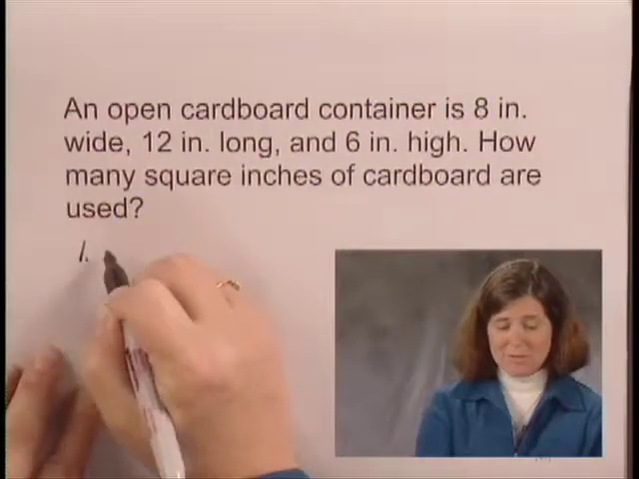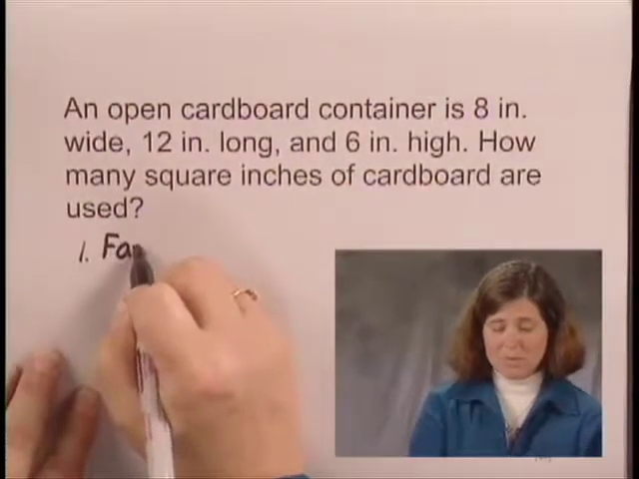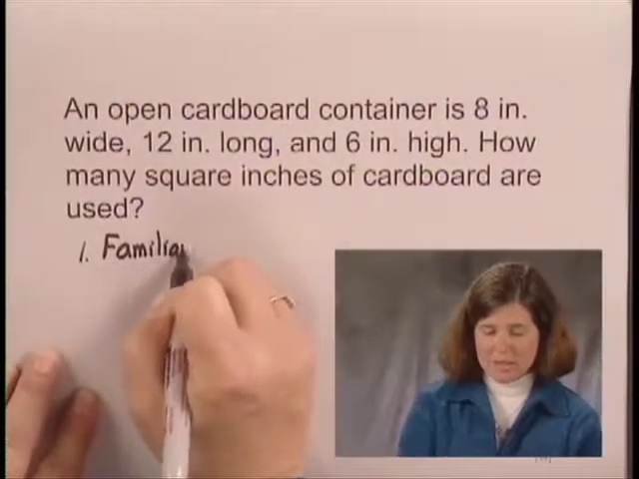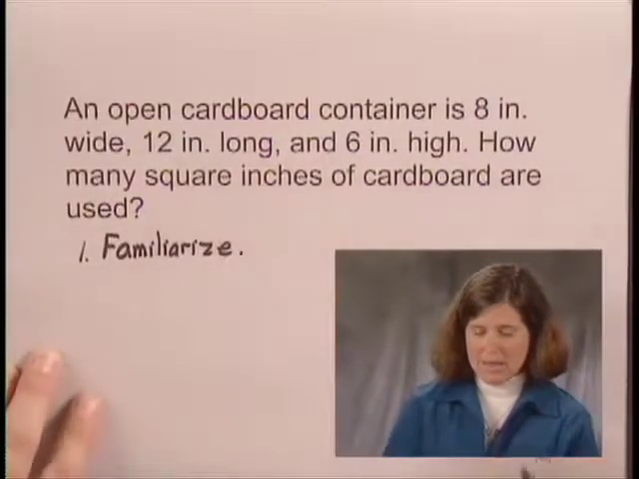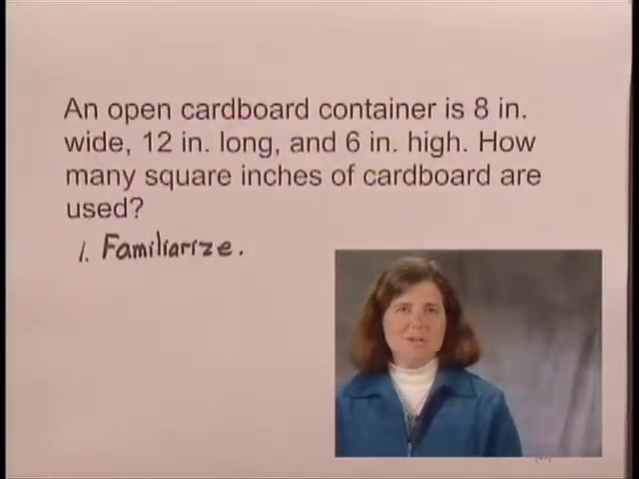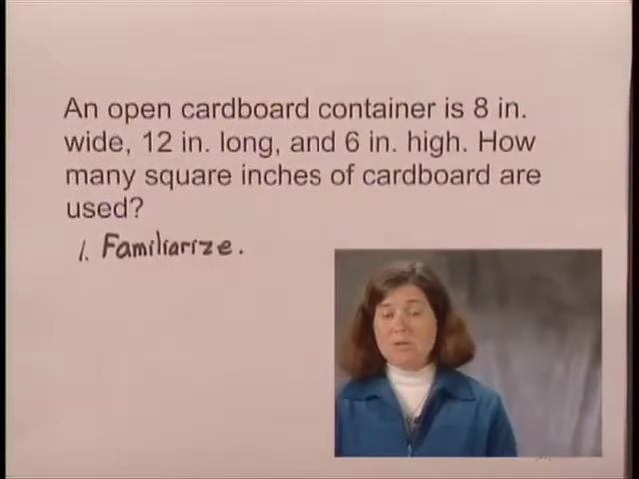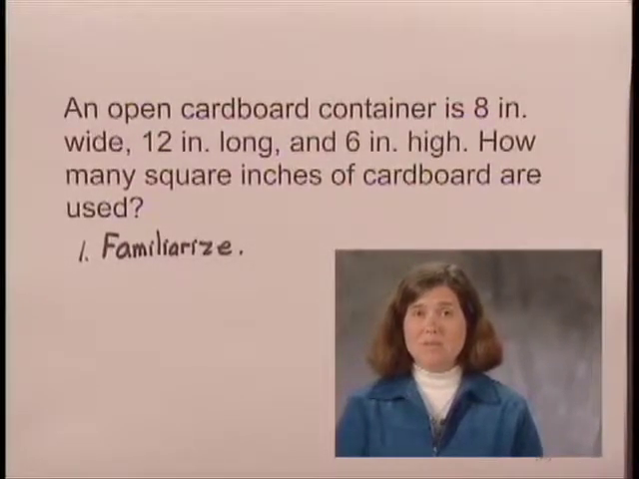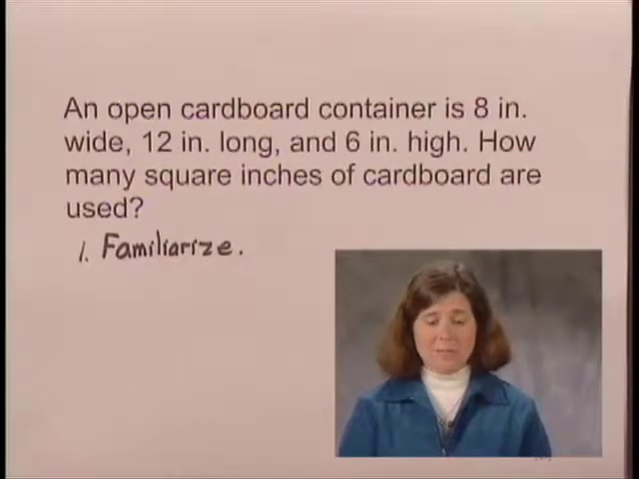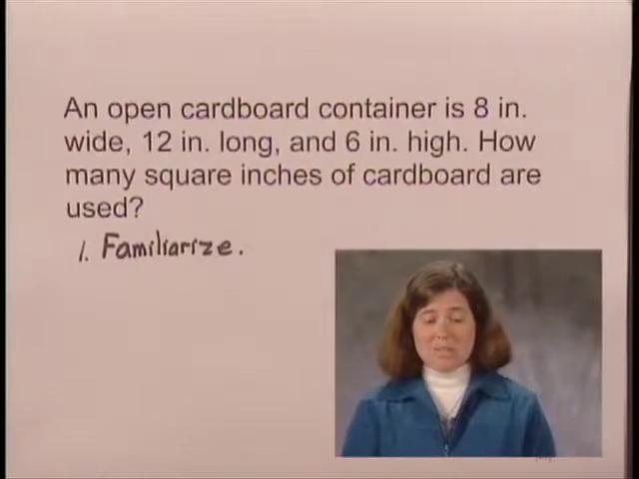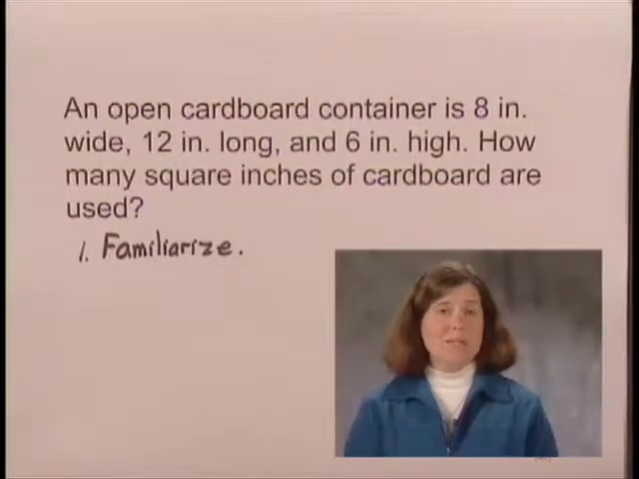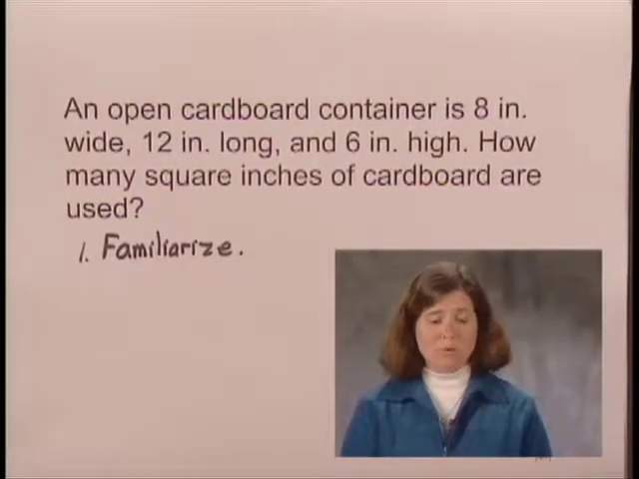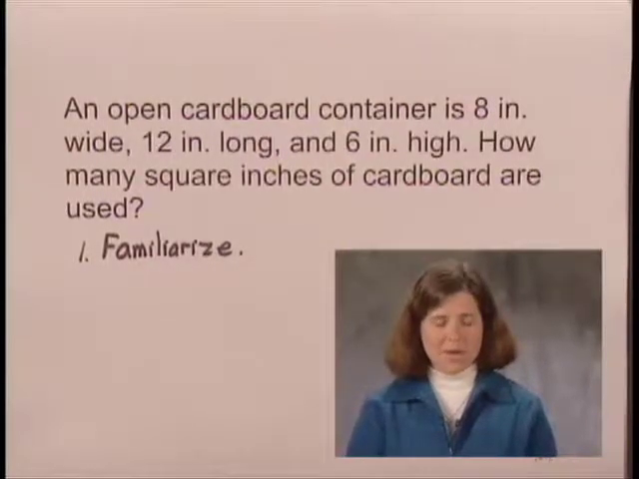The first step is to familiarize ourselves with the problem situation. This involves reading the question carefully. The first thing you would want to notice is that it says that the container is open. This means there is no top to the container, so we'll be looking at the area of the sides and the bottom. Also notice that we're going to need the cardboard, so we would need area and not volume or perimeter or something else. We need the area of the sides of the box.